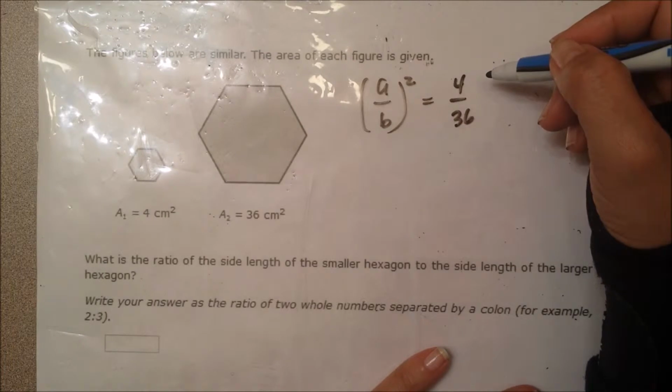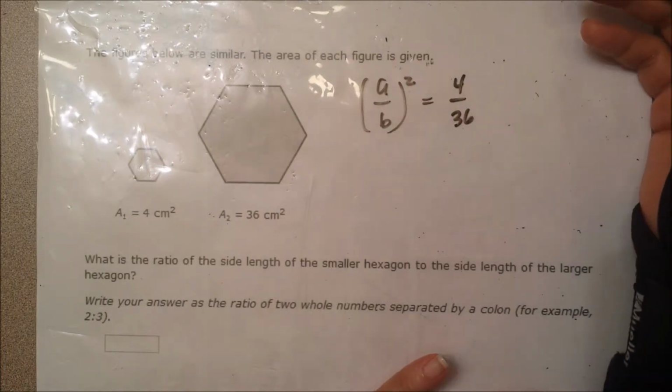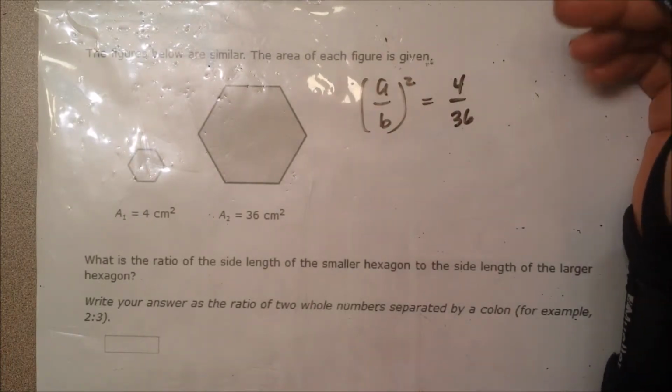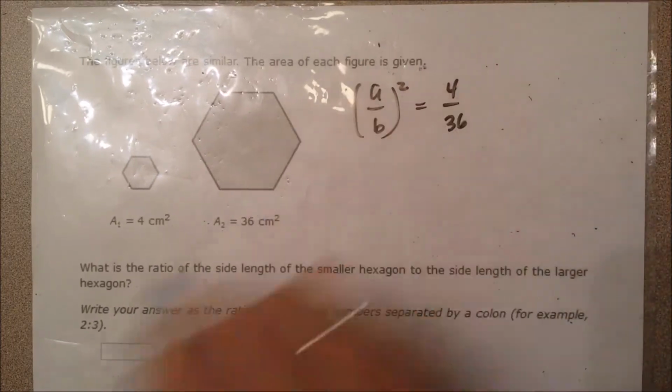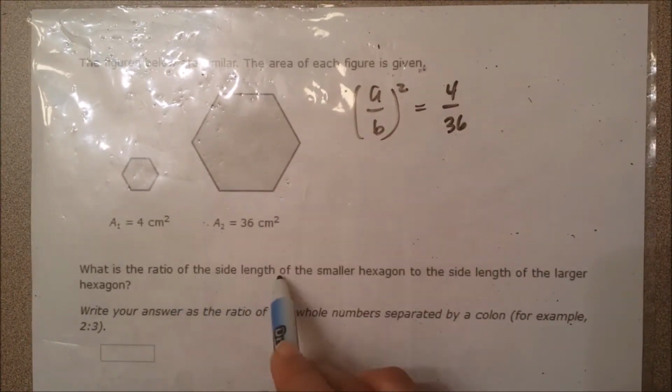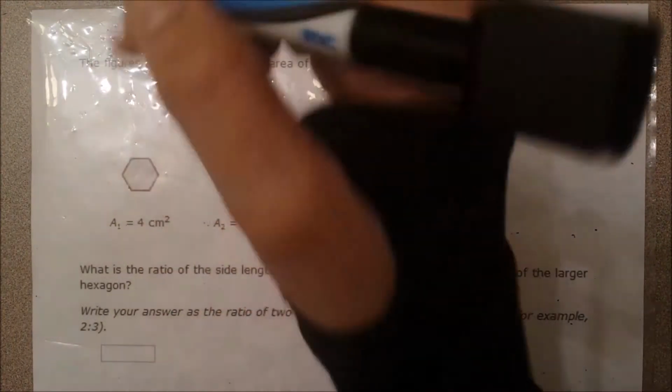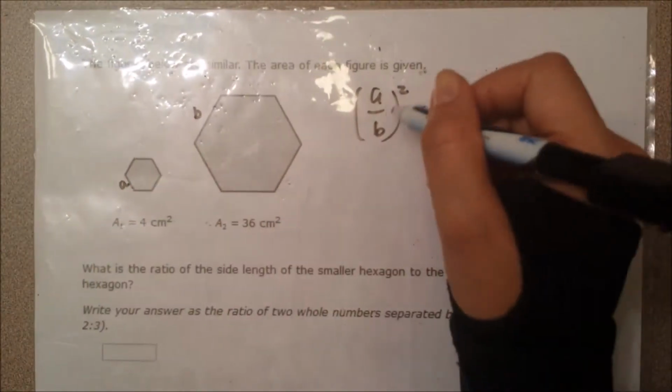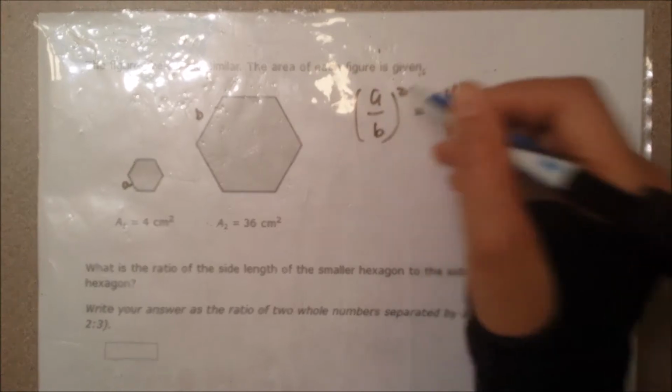Let's go ahead and, well, there are a couple of things you could do. Well, we'll just leave it like this. And the question is, they're asking you for the ratio of the length of the smaller hexagon to the larger. So they're really asking you if this was A and this is B, what's that ratio? All right, so we really need to find out what these numbers are.